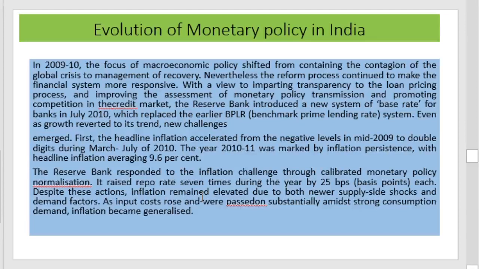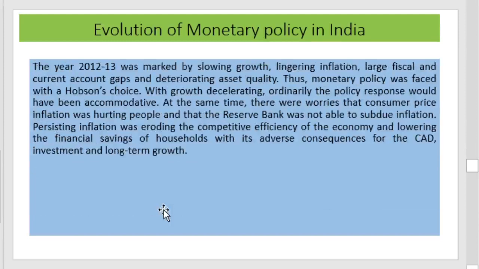That is, we have seen that after the financial crisis of 2007, inflation increased, and during this period the repo rate was increased 7 times in order to control the inflationary situation in India. The year 2012-13 was marked by slowing growth, lingering inflation, large fiscal and current account gap, and deteriorating asset quality. That is, during this period we faced lingering inflation, large fiscal and current account gap, deteriorating asset quality, etc. Thus, monetary policy was faced with a Hobson's choice.